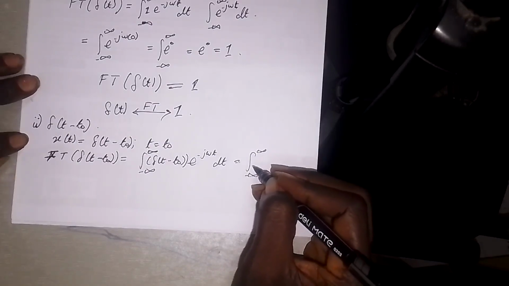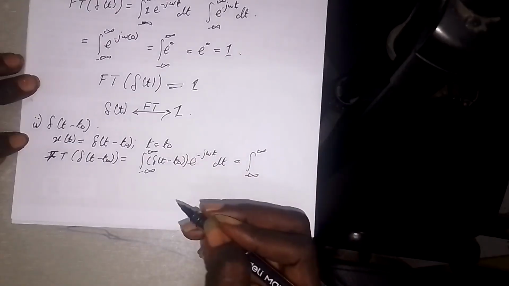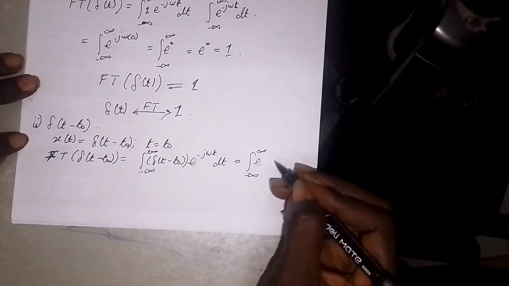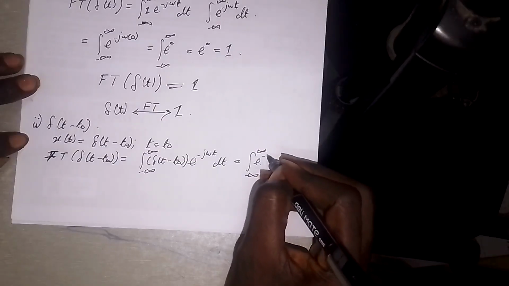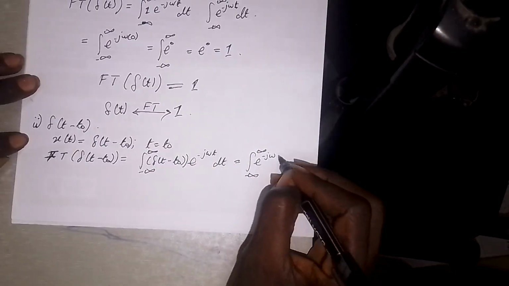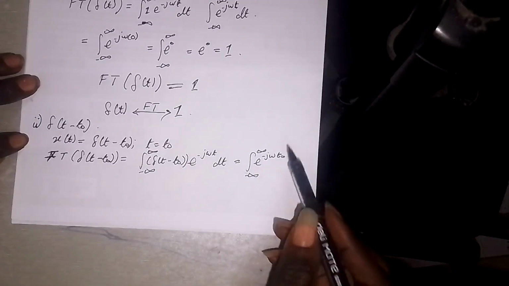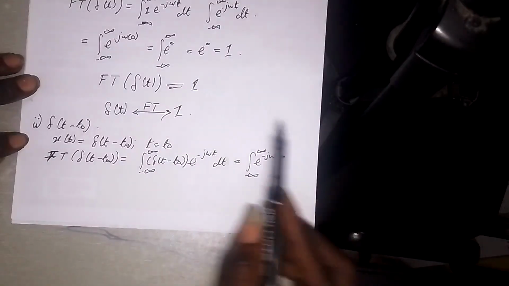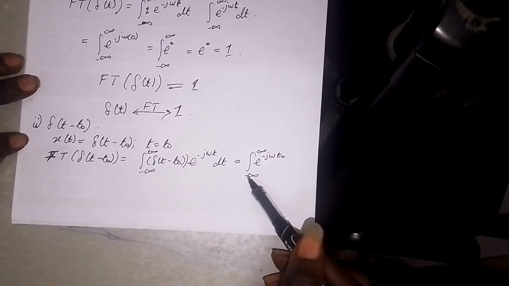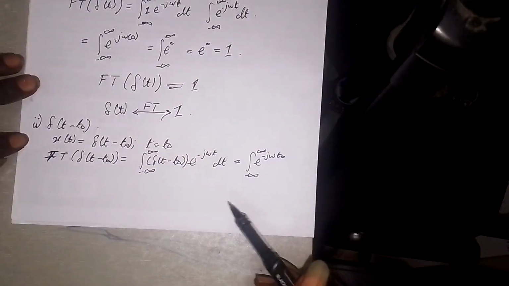So here it's going to be at one specific place, so it's going to be e to the power of minus j omega, and instead of writing t, I'll put t naught over here. Because the function occurs at a single specific place, it's not a range like minus infinity to infinity, whereby I have to integrate within that interval. I wouldn't do that.